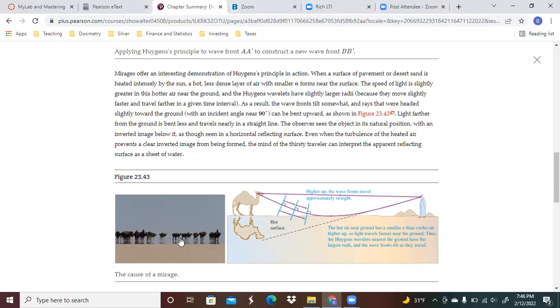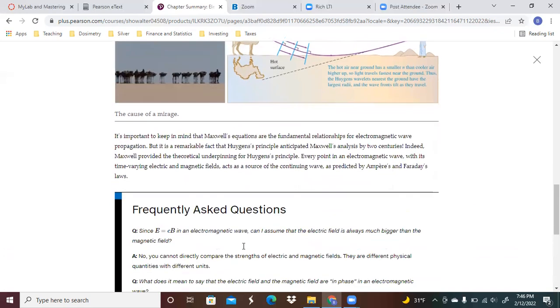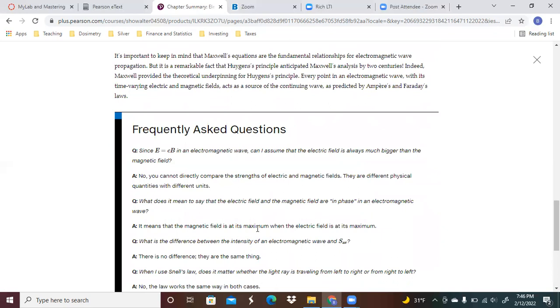In other words, you're seeing this reflected image here that's being interpreted by your brain as perhaps they're standing in water or something like that. Not that that's going to help you a lot in the desert.